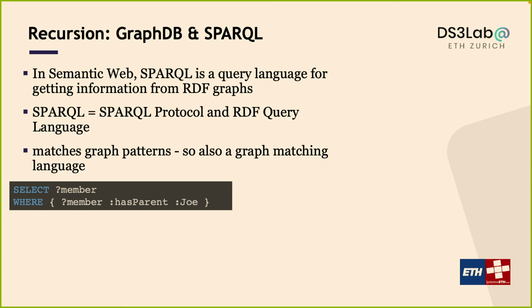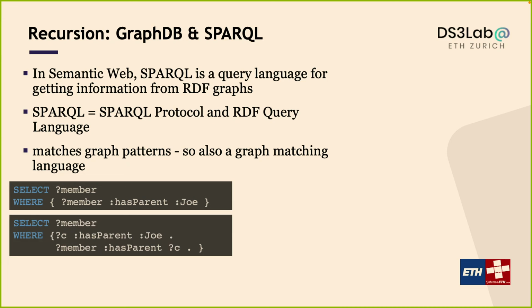So this is a child of Joe, right? So I select member where the member is connected to has-parent relation, like with Joe, right? And you can get the second level hierarchy, right? You can say, yeah. So I'm actually trying to define a graph pattern that's connected by the has-parent relation twice.